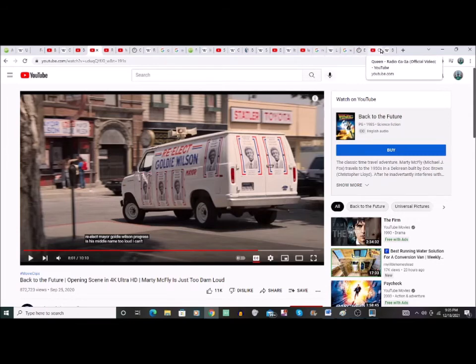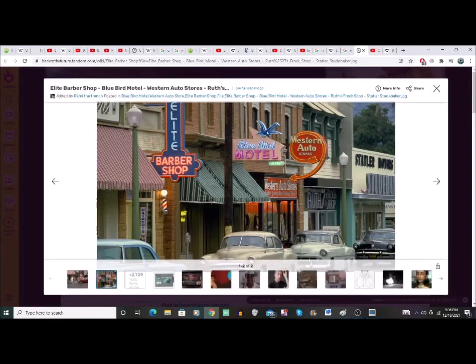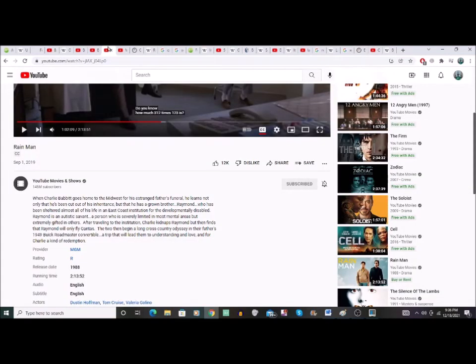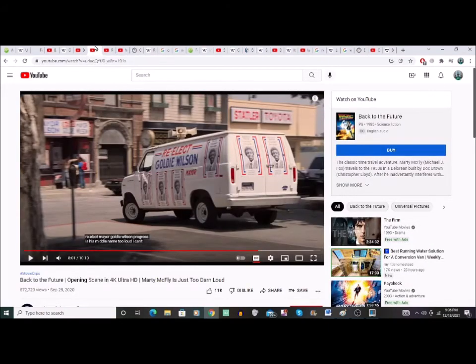Oh, it's the barber shop. I don't know if this is going to come up on here. We will be looking at this in a minute. This is not really what I wanted. Let's just do this bit first, and then I'll go back to that other stuff, right?